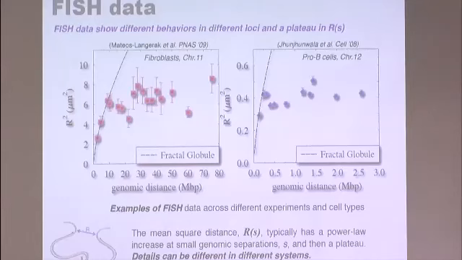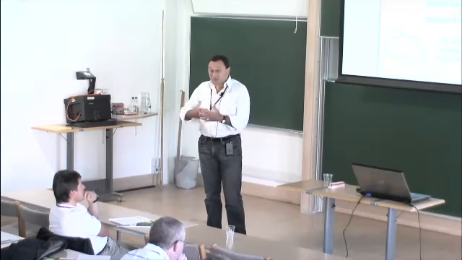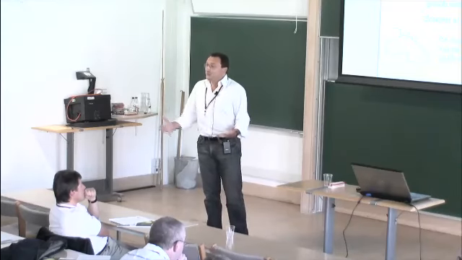So we are faced with the variety and complexity of observed data showing different behaviors of different regions, and there's not one exponent of the contact probability. There is a range of variables. How do we explain that?